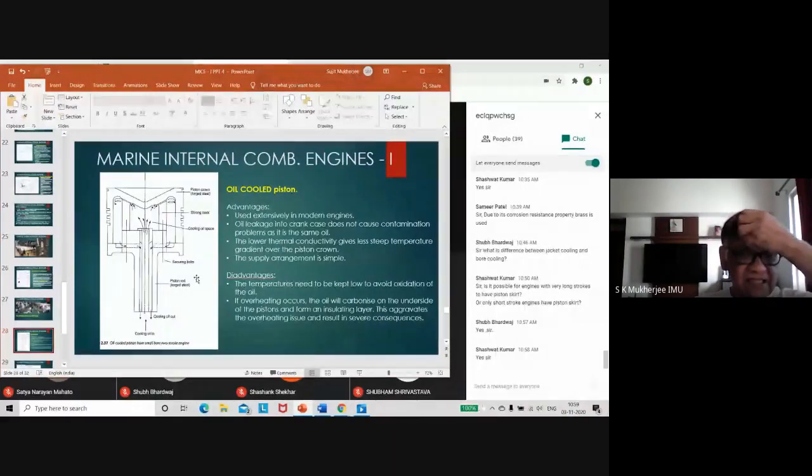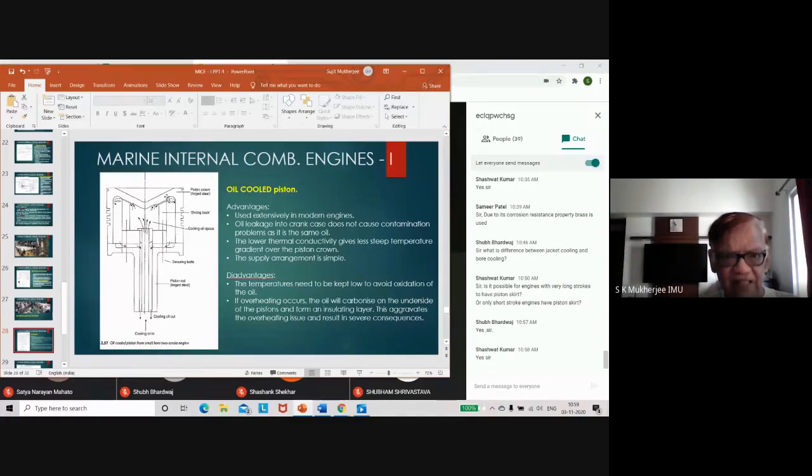Let's finish this. This is an oil-cooled piston. You see, the oil cooling allows the oil to come through the center bore of the piston and then cool the upper part of the piston, that is the underside of the upper part of the piston, because that is the hottest region. And then after it cools, it goes over a dam. It is not that the oil can fall over here. It has to pass this place and over this path and come into the lower part.